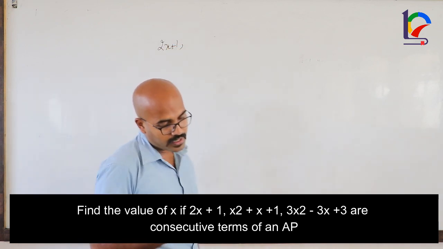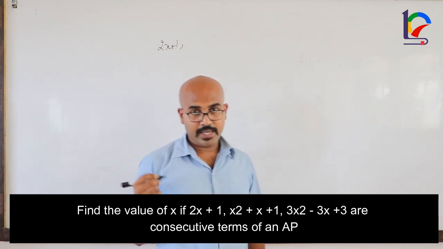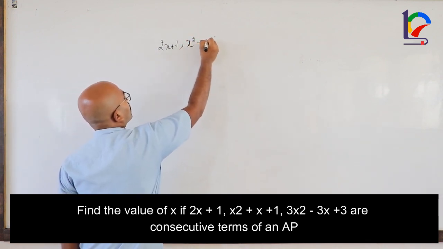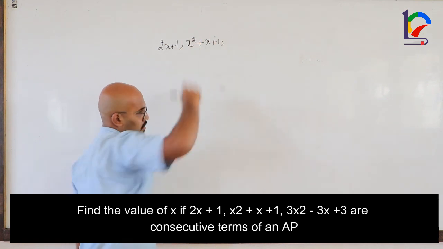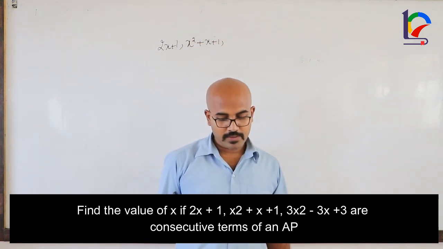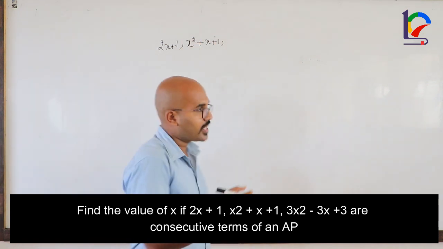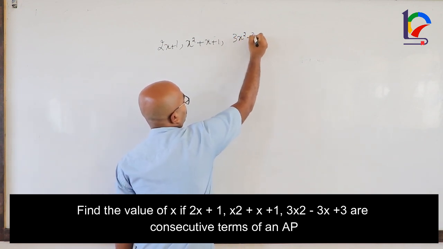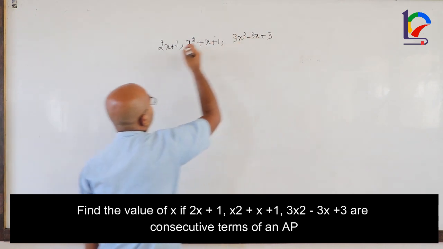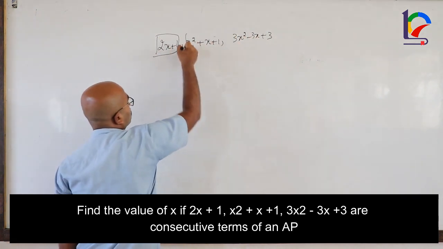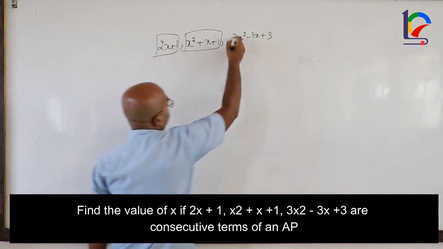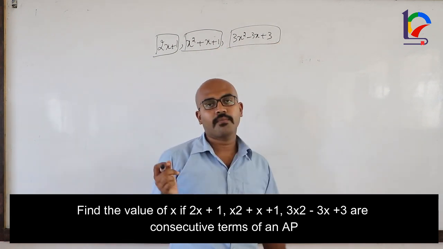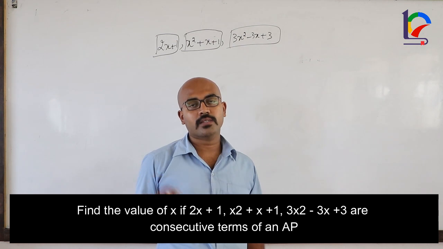2x plus 1, then x square plus x plus 1. So the one more term is 3x square minus 3x plus 3. So this is one term, this is one more term, and this is one term. So all these 3 terms are in AP. We need to find the value of x.